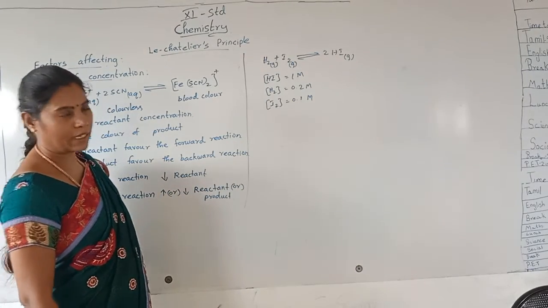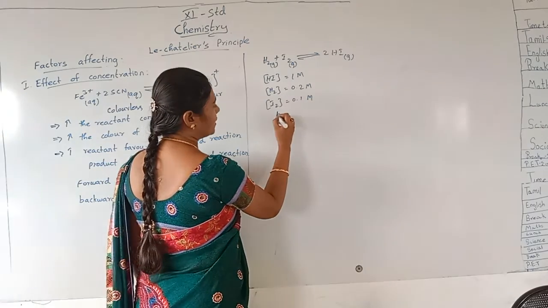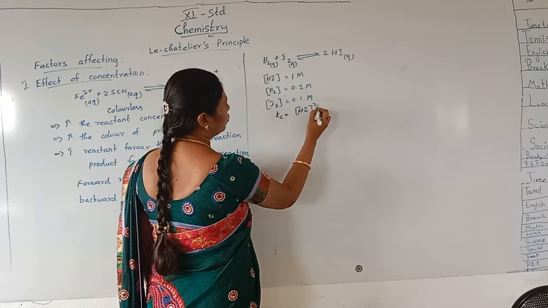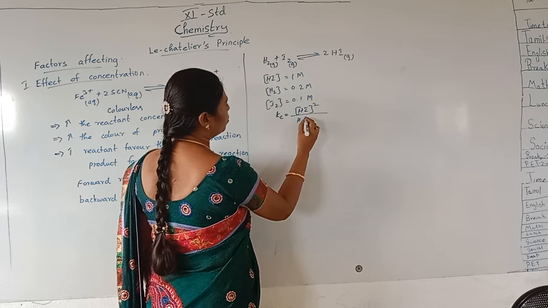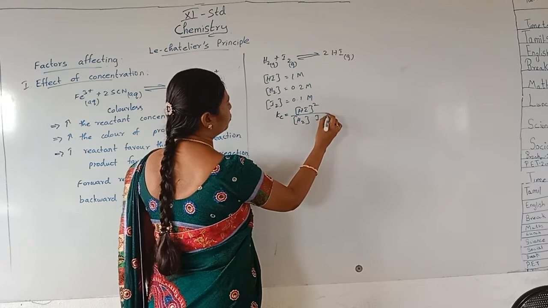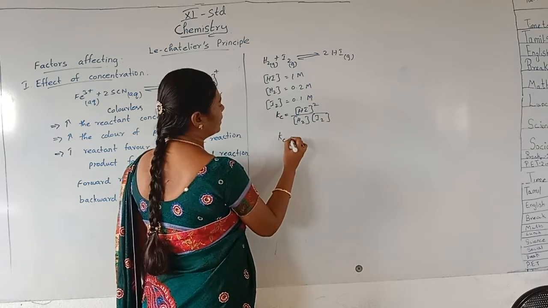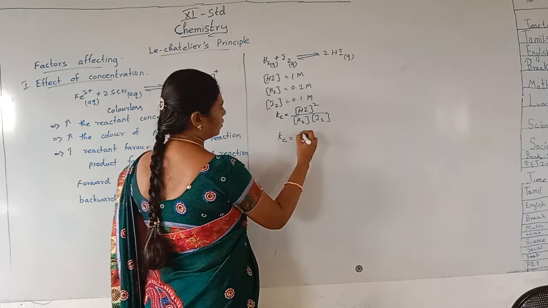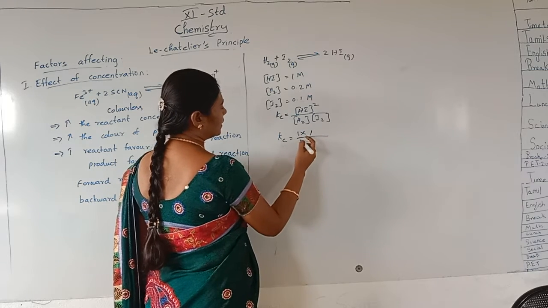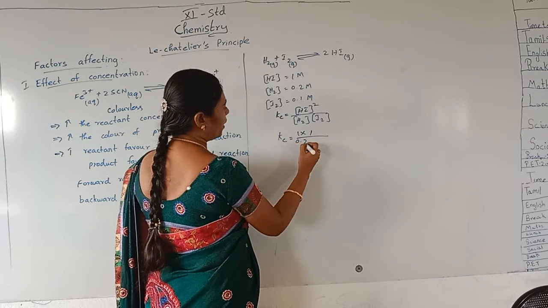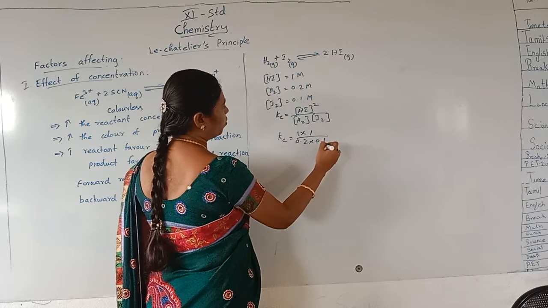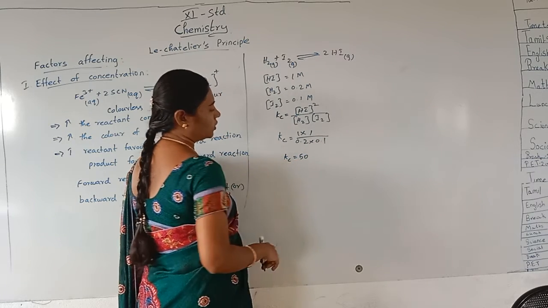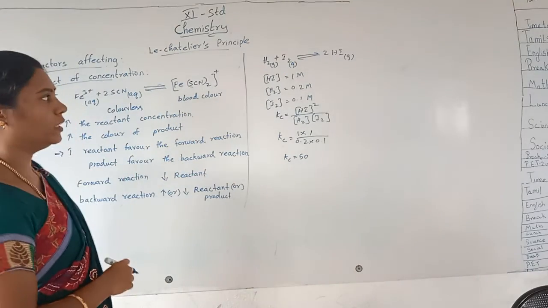So you write the Kc value. What is the Kc? Kc is [HI]^2 over [H2][I2]. Hydrogen iodide is 1 into 1, and hydrogen is 0.2 into 0.1. So your Kc value is 50.